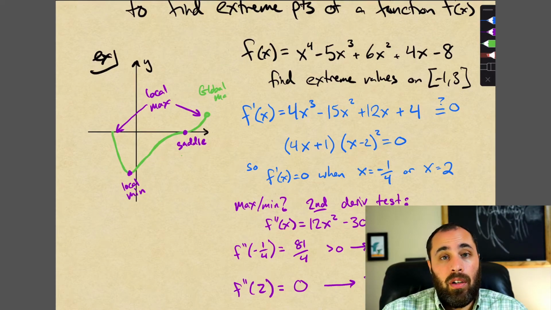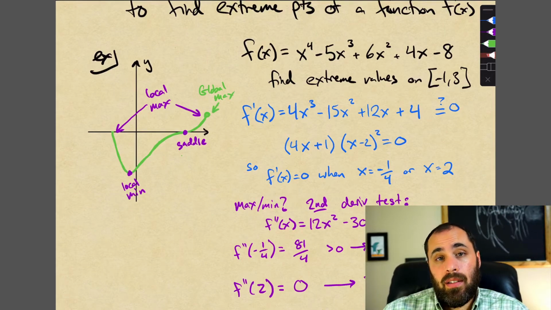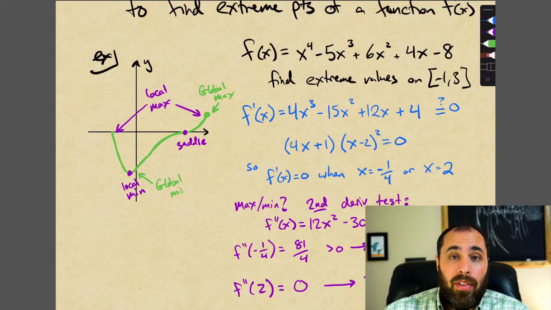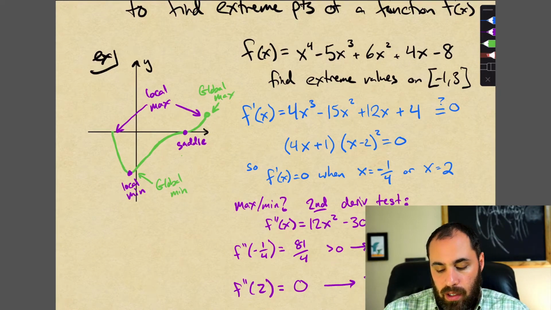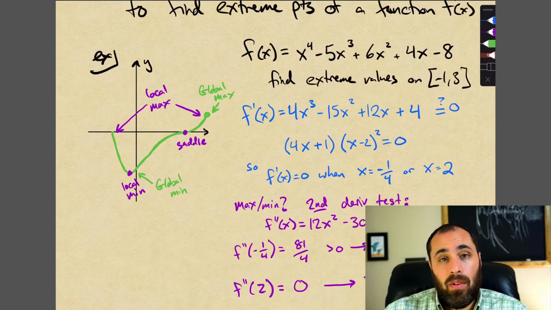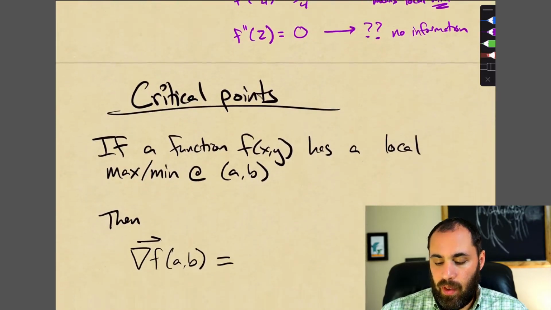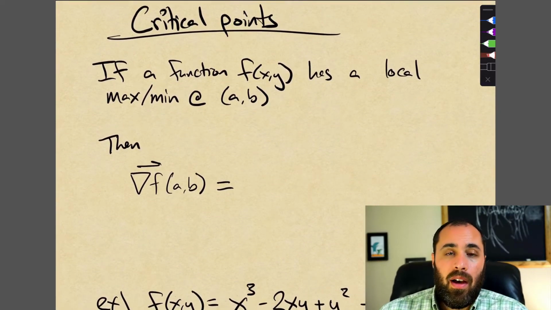But if we're looking for a global min and a global max, well, then we'll check all of our extreme values, both the endpoints and the critical points, and find that, yeah, we've got a global min at x equals -1/4, global max at x equals 3. All right, that's old business. New business.